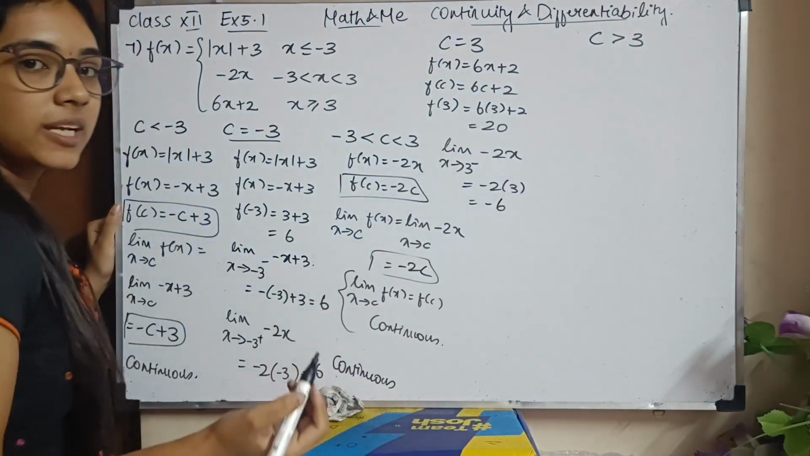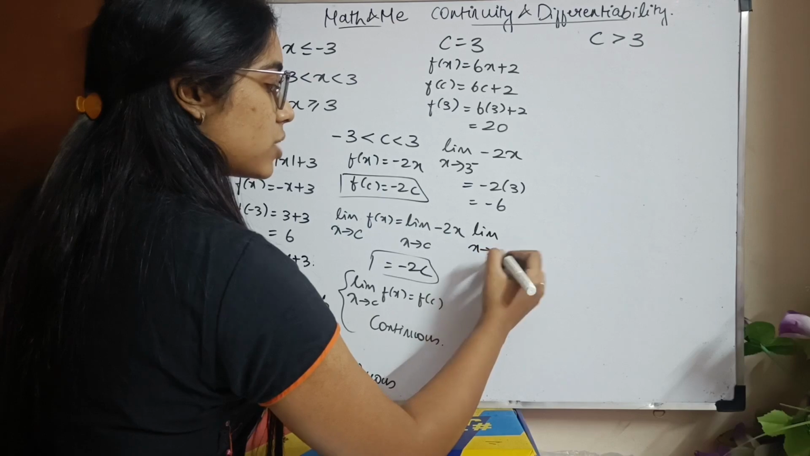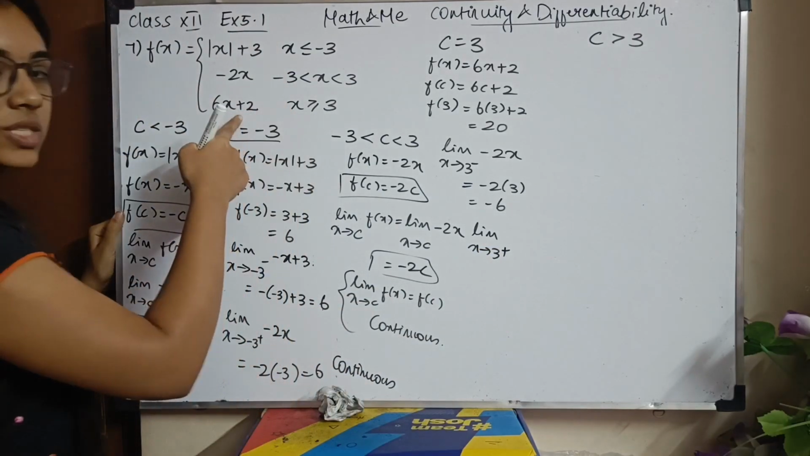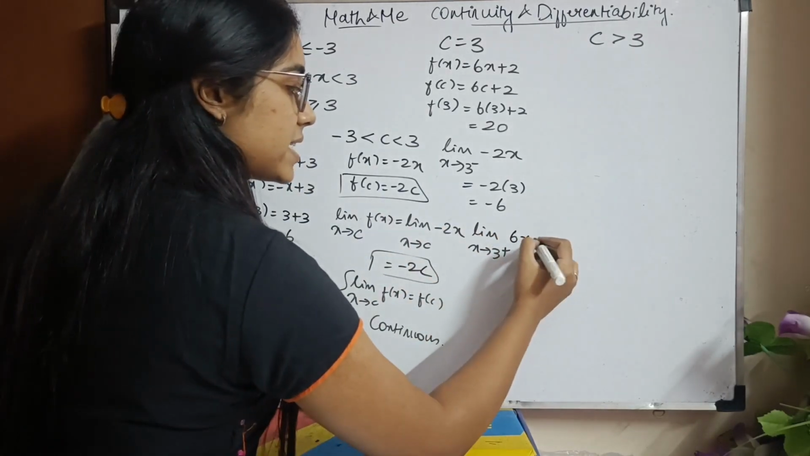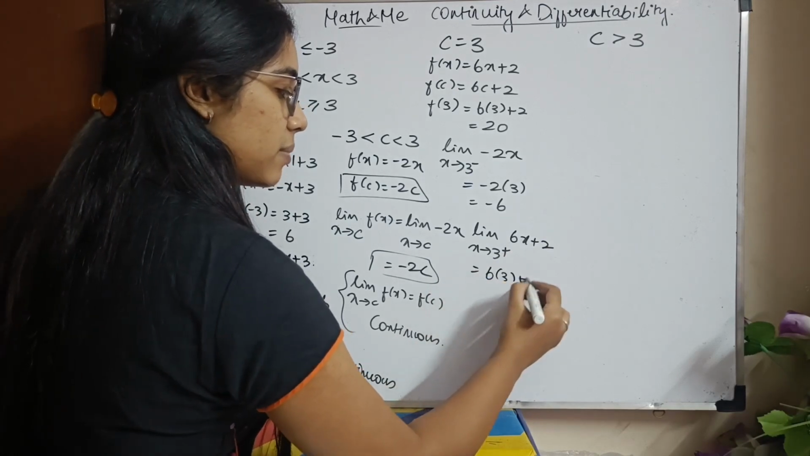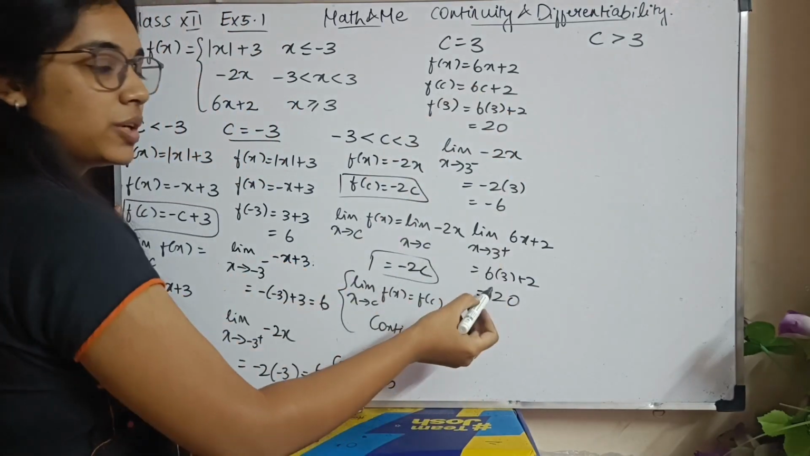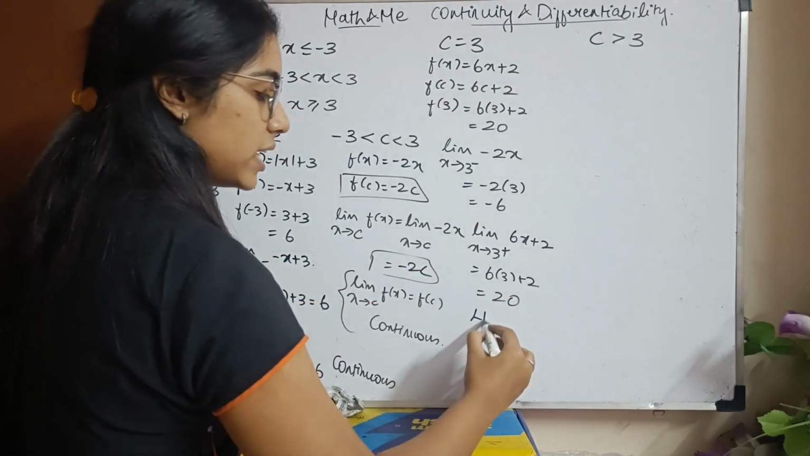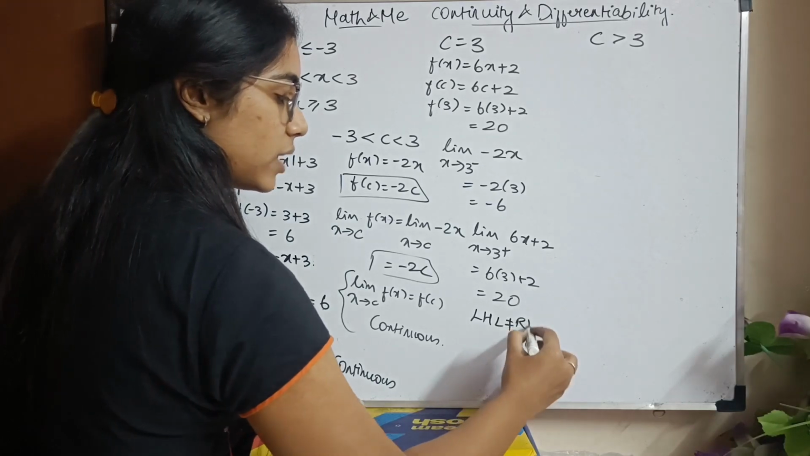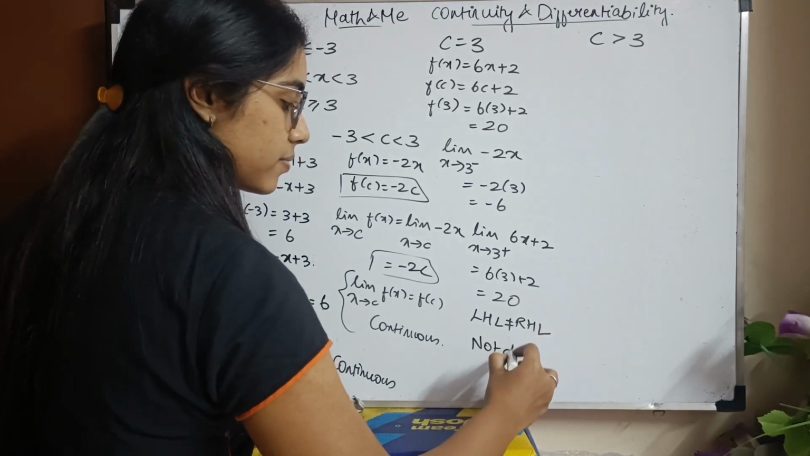Here both are not equal. So here we can already prove it, but you also have to write your right hand limit. So limit x tends to 3 plus, 3 plus means 6x plus 2. When I substitute the value of 3, I'll have 6 times 3 plus 2. 6 3s are 18, 19, 20. So I see that f of c is equal to the right hand limit, but it is not equal to the left hand limit. So left hand limit not equal to right hand limit. So not continuous.